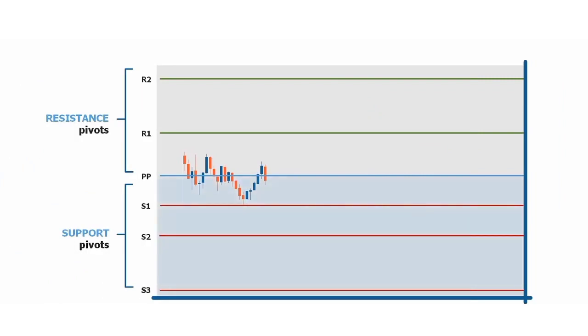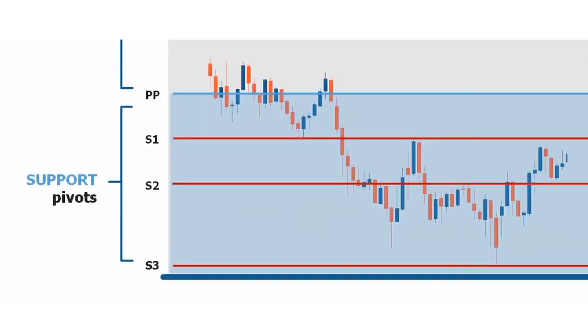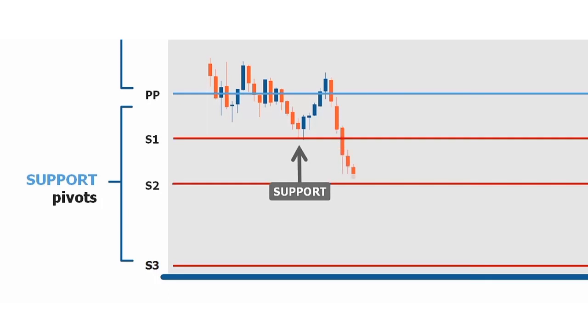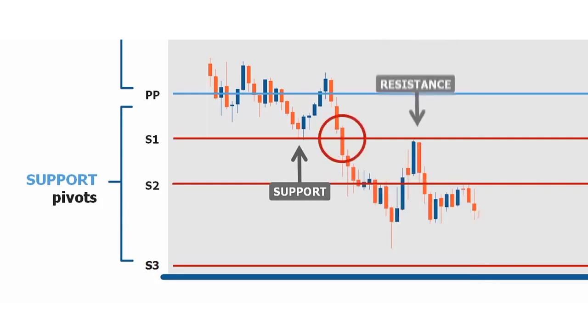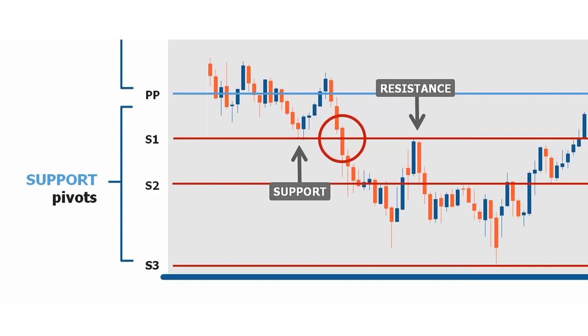If the price is trading below the daily pivot, then our bias should be short. The main support levels are S1, S2 and S3. If the S1 pivot level gets broken as support, it can then act as resistance when the price retraces back to it.